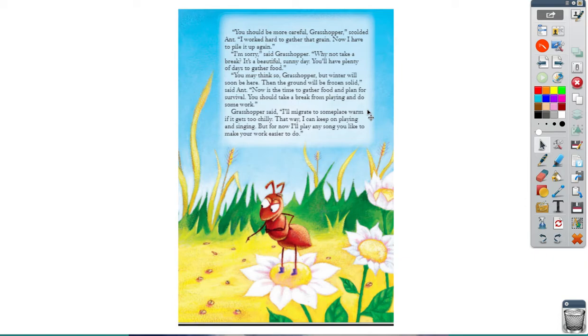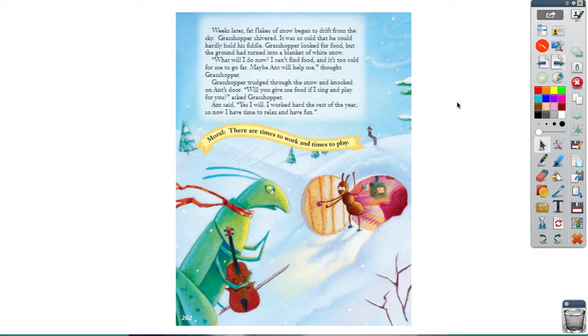Here we go. Weeks later, fat flakes of snow began to drift from the sky. Grasshopper shivered. It was so cold that he could hardly hold his fiddle. Grasshopper looked for food, but the ground had turned into a blanket of white snow. Guys, what's the problem he's facing? Go ahead and add that to your chart.